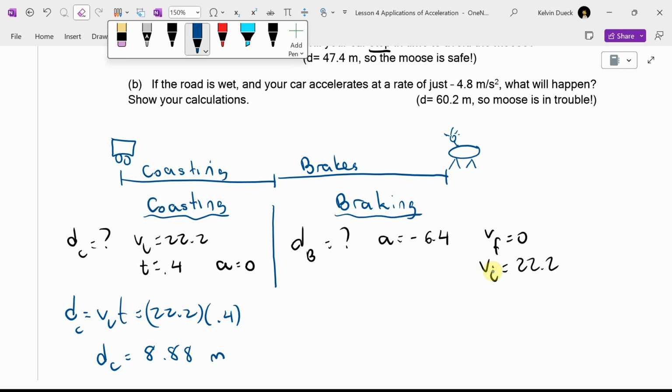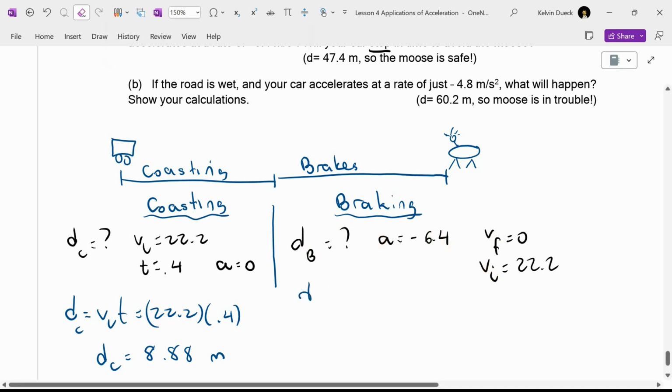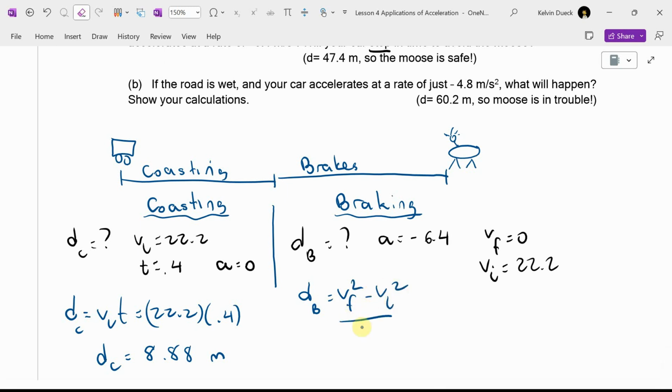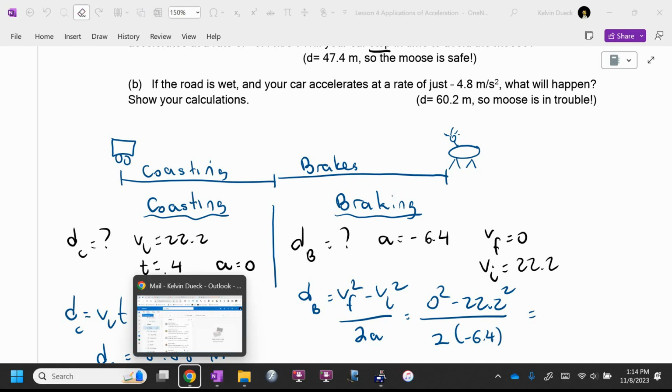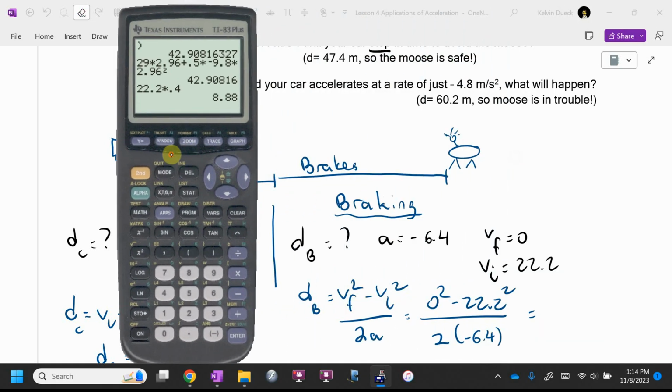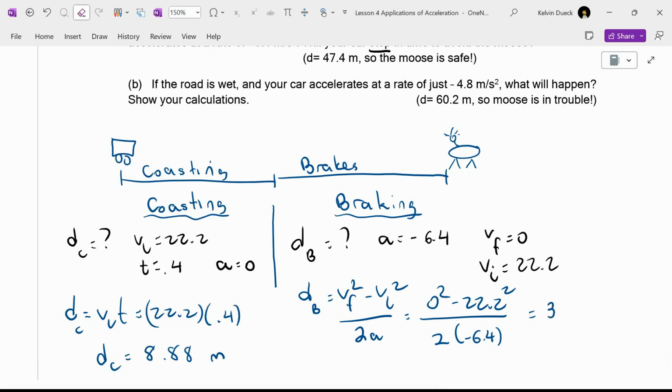I'm going to use VF squared equals VI squared plus 2AD. I'm going to go D braking is VF squared minus VI squared all over 2A. It's going to be 0 squared minus 22.2 squared all over 2 times negative 6.4. Is this a fraction? Is there more than one thing on the top? Brackets around the top. Is there more than one thing on the bottom? Yep, brackets around the bottom. And I get that after I hit the brakes, I travel for 38.5 meters.